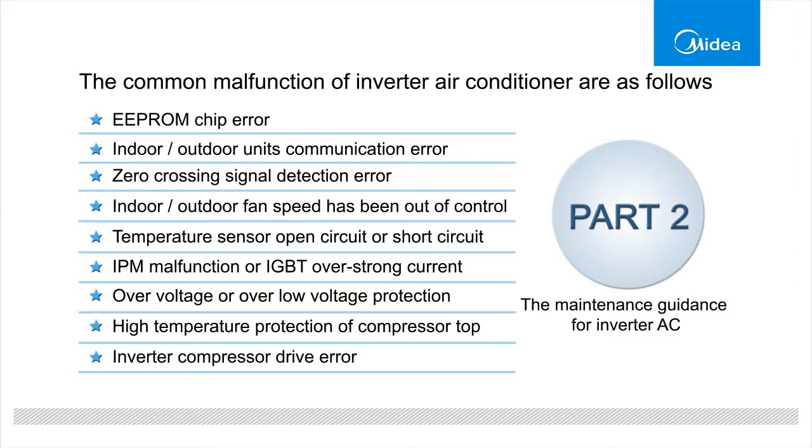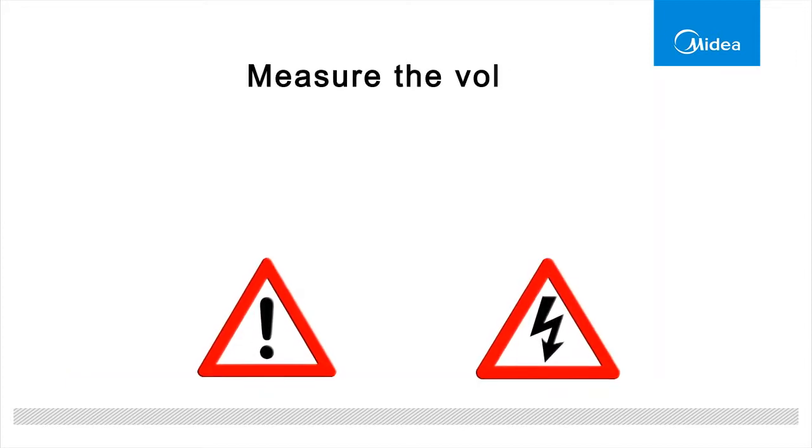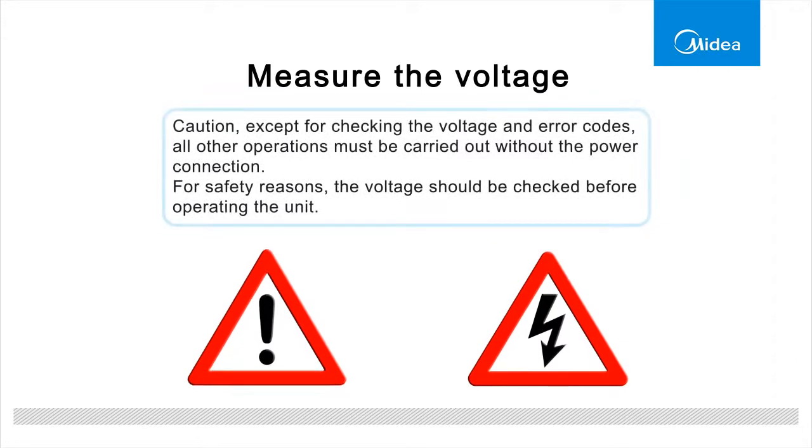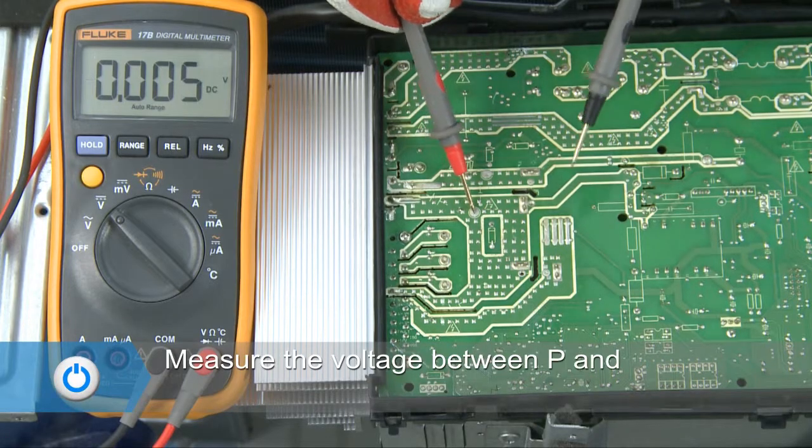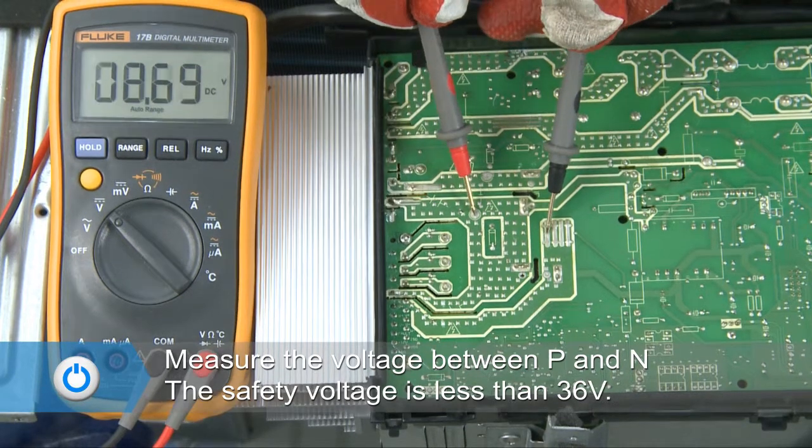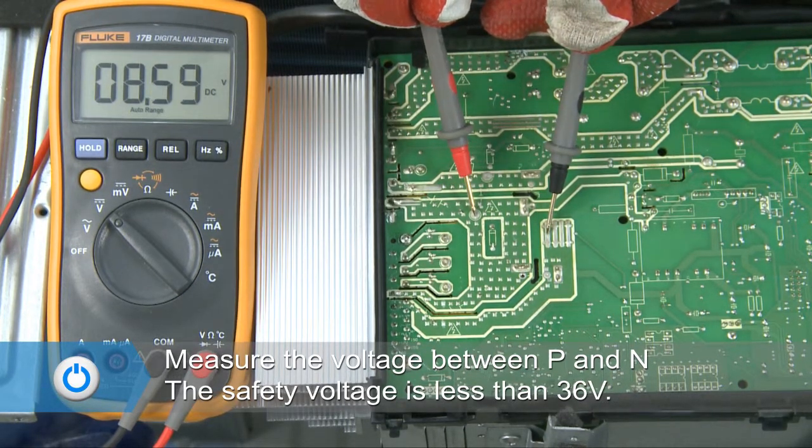Caution: please operate the maintenance of your air conditioner according to the service manual. Measure the voltage. Caution: except for checking the voltage and error codes, all other operations must be carried out without the power connection. For safety reasons, the voltage should be checked before operating the unit. Measure the voltage between P and N via multimeter. If the value is lower than 36 volts, the maintenance operation can start.